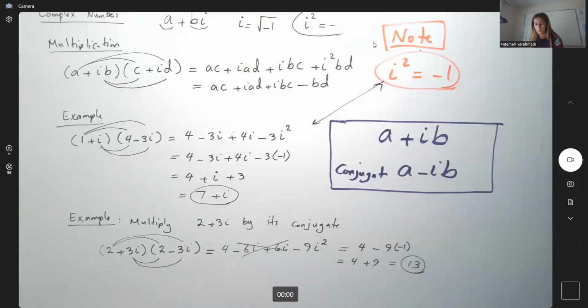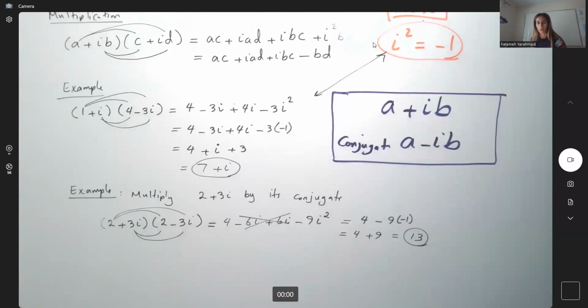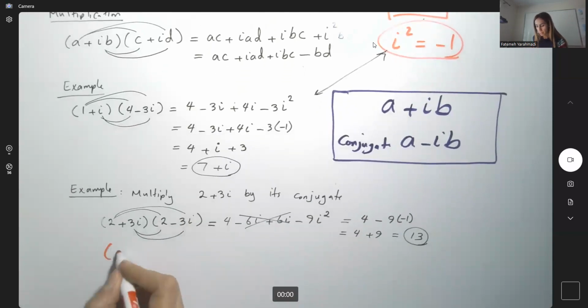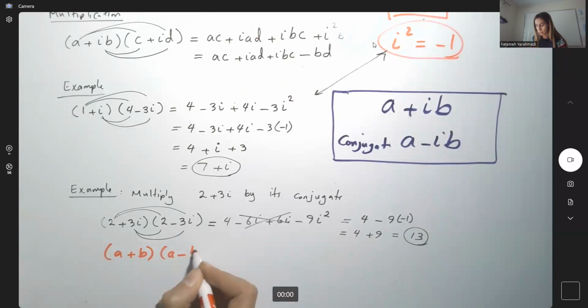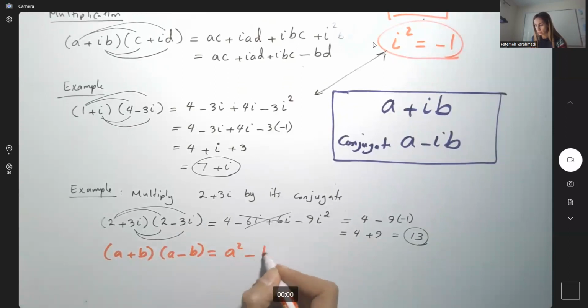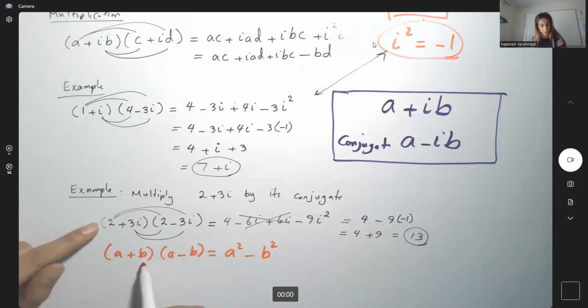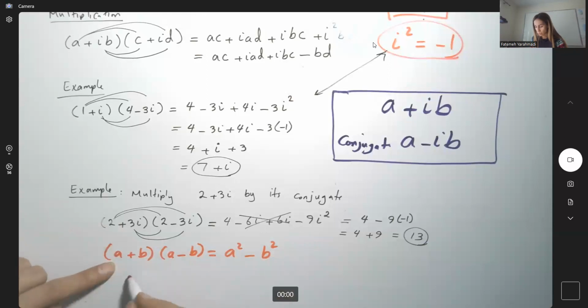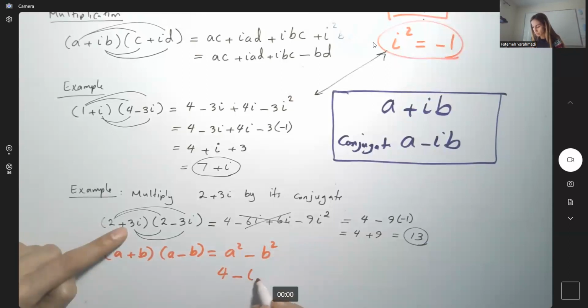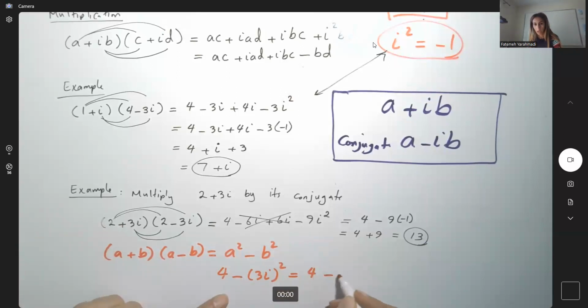Okay, it's very similar to what you saw before in algebra. If you have a plus b times a minus b, the outcome is a squared minus b squared. So take a look at this. A is 2, b is 3i. So you have a squared, which is 4, minus b squared, 3i to the second. Or it is 4 minus 9i squared, or 4 minus 9 times negative 1, or 4 plus 9, or 13.